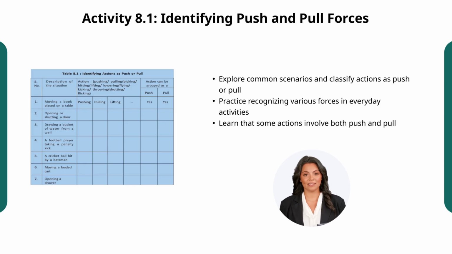Let's dive into a hands-on activity called Activity 8.1. On your screen, you can see Table 8.1 from our textbook showing various daily life situations. Your task is to identify if the action shown involves a push, a pull, or both. For example, look at row 1 about moving a book on a table. You can push the book away or pull it closer. Hence, both push and pull apply here. This is a great way to recognize forces around you.